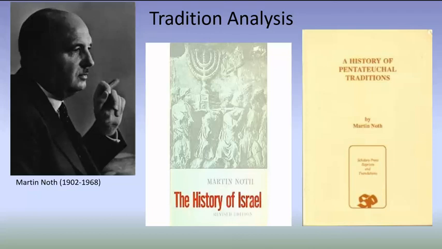So Noth applied source and form analysis and argued for five basic themes that emerge in the Pentateuch: a promise to the ancestors, guidance out of Egypt, guidance in the wilderness, revelation at Sinai, and guidance to the land. So Noth had, in this case, a low view of the historicity of the details of the text. And he would call a figure like Moses a creation of later biblical authors and writers. So he was just a figment of everybody's imagination.